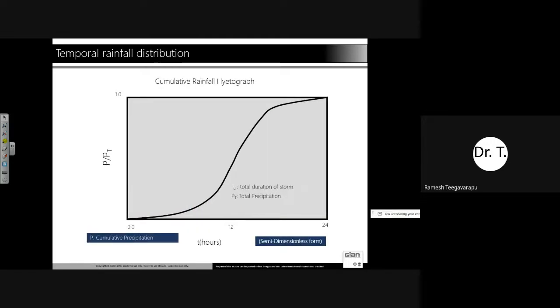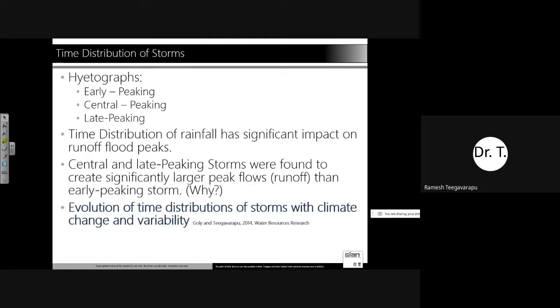Then we have what we call the semi-dimensionless form. These are dedicated for specific hours, from 0 to 24 or 0 to 48 or 1 hour, and so on. So the x-axis always has some kind of dimension, that is basically the hours. And the y-axis is the ratio of the precipitation until that time divided by the total precipitation. So what we are getting is a ratio of no dimensions, so the y-axis is always between 0 and 1. Using that information, we can derive those time-based distributions of the rainfall for our single event simulation models.